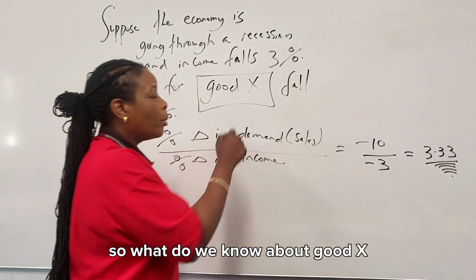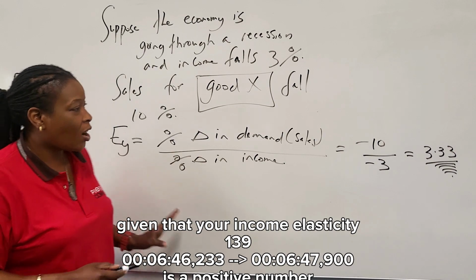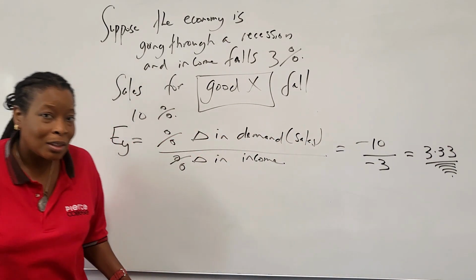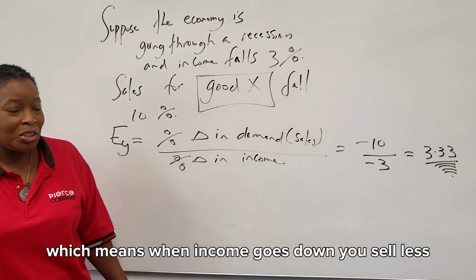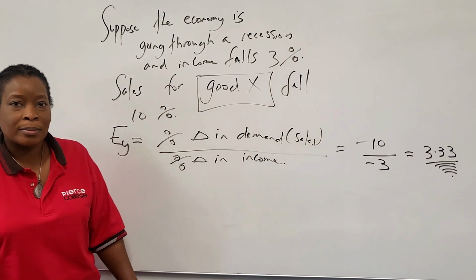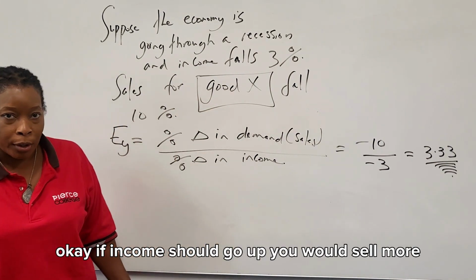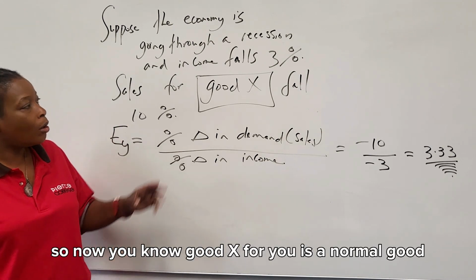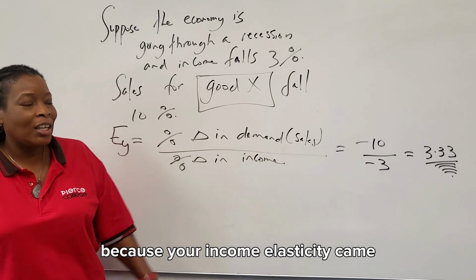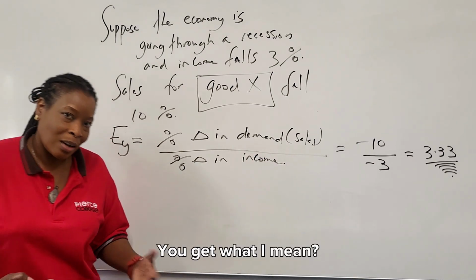So what do we know about good X? What type of good is good X, given that your income elasticity is a positive number? It's a normal good, which means when income goes down, you sell less. If income should go up, you would sell more. So now you know good X for you is a normal good because your income elasticity came out positive. You get what I mean?